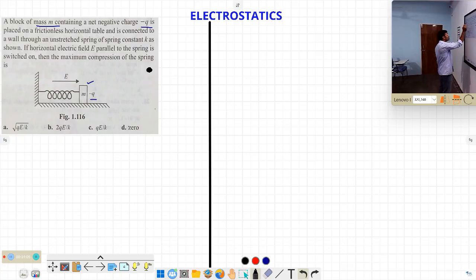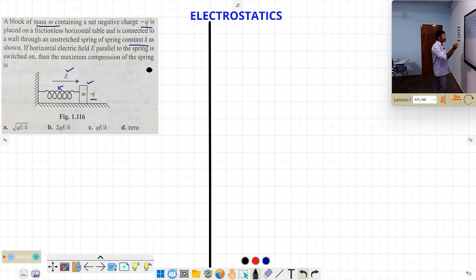It is connected to the wall through an unstretched spring of spring constant K. Now, a horizontal electric field is applied, as you are looking in the diagram. We switch it on. Then, what is the maximum compression of the spring?